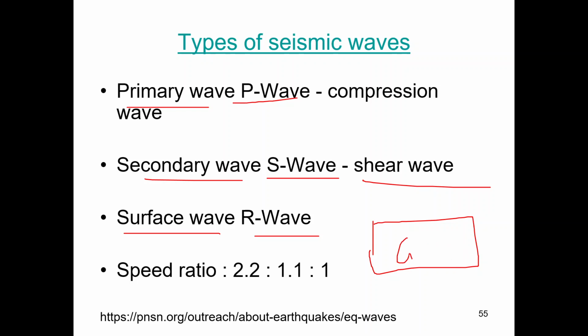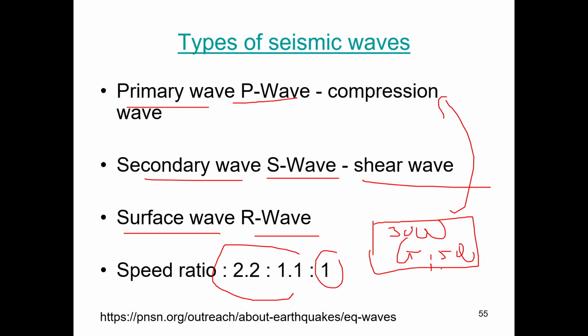The speed differs between these waves even in similar materials, for example rocks, say granite. When we measure the velocity in granite, the P wave is 3000 meters per second. The secondary wave is normally half of that, 1500. The surface wave is reduced to about 1000 based on this proportion; you can calculate, maybe up to 1300 meters per second. So the velocity decreases depending on the type of wave, because of the way they propagate.